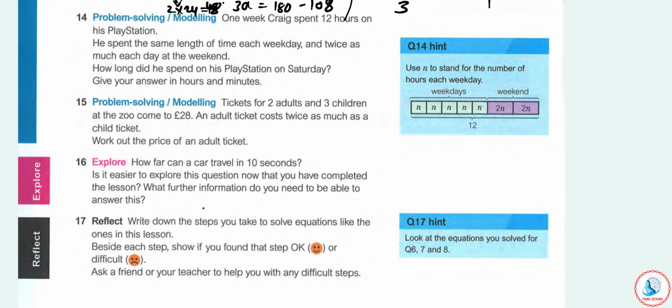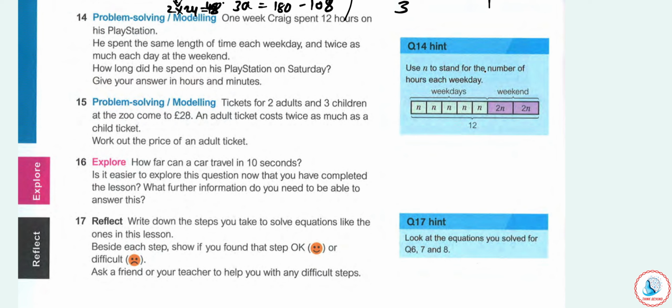Now come to question number 14. It says one week Chris spent 12 hours on his PlayStation. He spent the same length of time each weekday and twice as much each day at the weekend. How long did he spend on his PlayStation on Saturday? Give your answer in hours and minutes. And the hint is also given there.